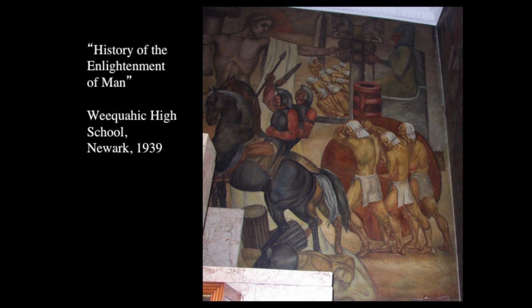And paints more murals. I only put in a couple slides of this, but at Weequahic High School, he painted the history of the enlightenment of man, which is a romp through history, starting with the ancient Egyptians and Romans, and I think those are Egyptians on the right rolling something, and Romans on their horses, centurions in armor. Next.